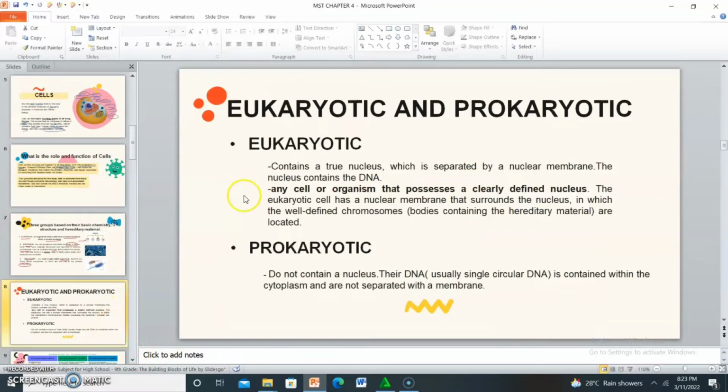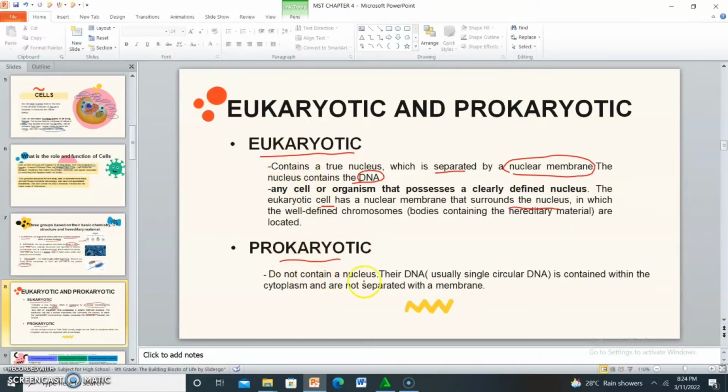The next one is eukaryotic or prokaryotic. The eukaryotic cell contains a nucleus, which is separated by the nuclear membrane. The nucleus contains the DNA. It is any cell or organism that possesses a clearly defined nucleus. The eukaryotic cell has a nuclear membrane that surrounds the nucleus. So that is eukaryotic. The next one is the prokaryotic.